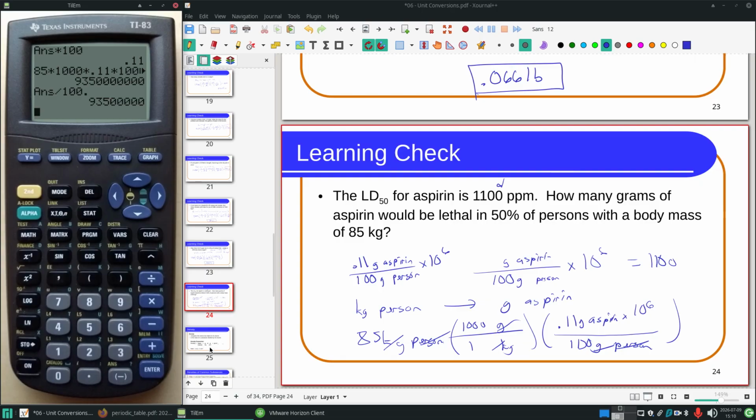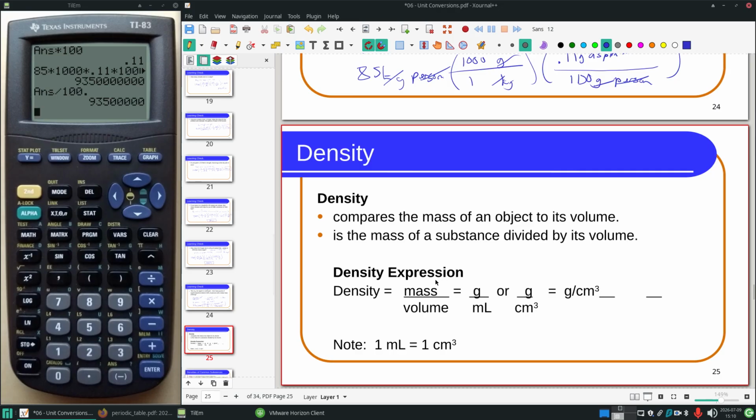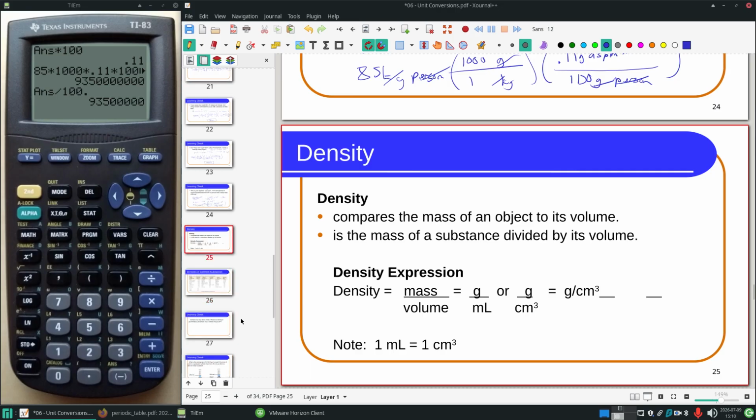All right, moving on to another one. Density is another one that can be turned into a conversion factor. I'm going to explain what density is, though, first of all. Density is just basically a ratio of an object's mass to its volume. Now, most substances have a fixed density. It might vary with temperature.